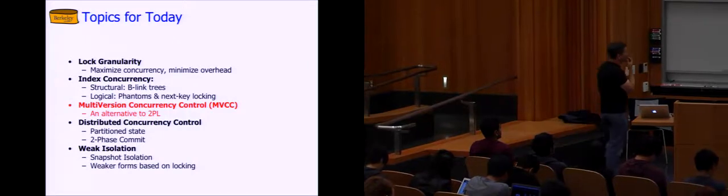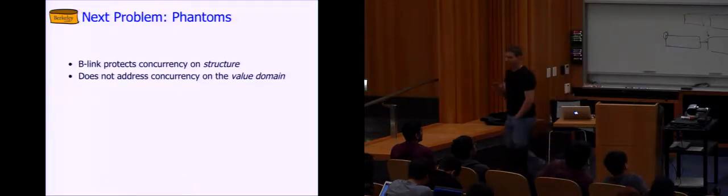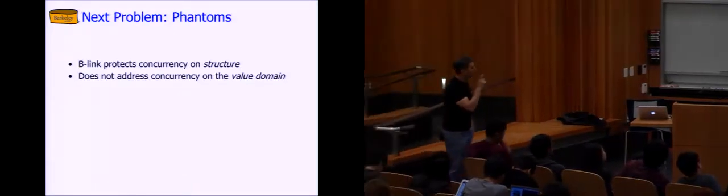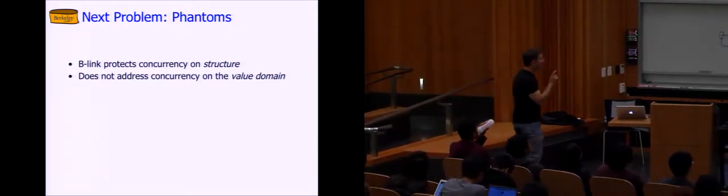So multi-version concurrency control is an alternative to 2PL. But before we do that, we have to do phantoms. We'll do phantoms, and we'll call it a day, probably. All right, so this is not multi-version concurrency control. This is the other half of index concurrency. Sorry, I got my outline slides wrong.